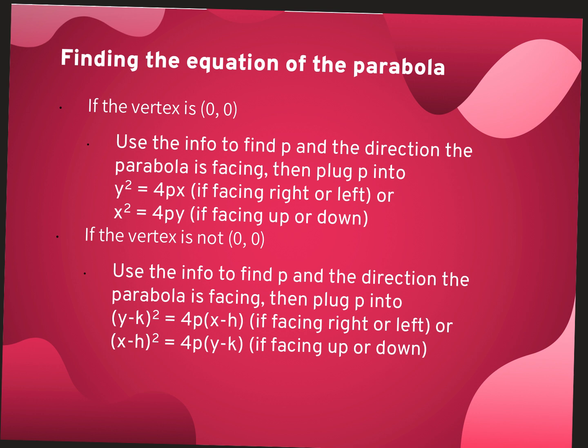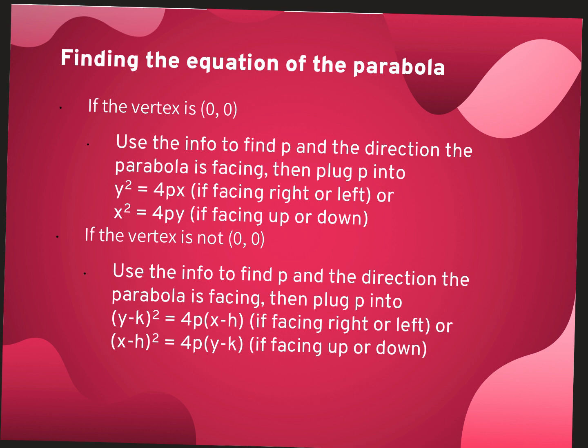But remember, there's different ways that we look at this depending upon the vertex. If the vertex is 0, 0, that means your parabola doesn't move from where? The origin, okay? So it's up and down, left or right, the way that it opens, but it's not moving anywhere. The only thing you really have to worry about is that 4p value in the front. So it says use the info to find p and the direction the parabola is facing, and then plug p into the equation. We'll explain this in a second.